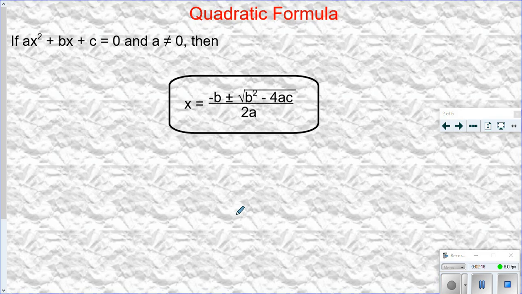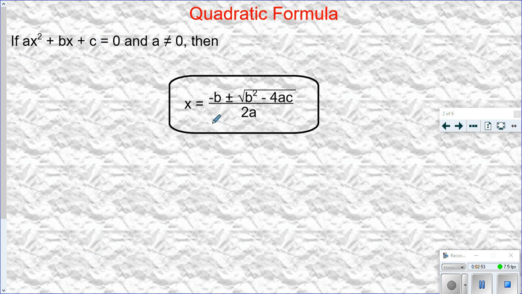So what is the quadratic formula? Here it is in the box. Again, remember when we're looking for solutions to a quadratic, what we're looking for are the x-intercepts. And that's what this formula will give us. So this formula works if you have ax squared plus bx plus c equals 0 and a is not equal to 0. That just means you've got to have this squared term here. Now the b could be 0, the c could be 0, but you've got to have this squared term.